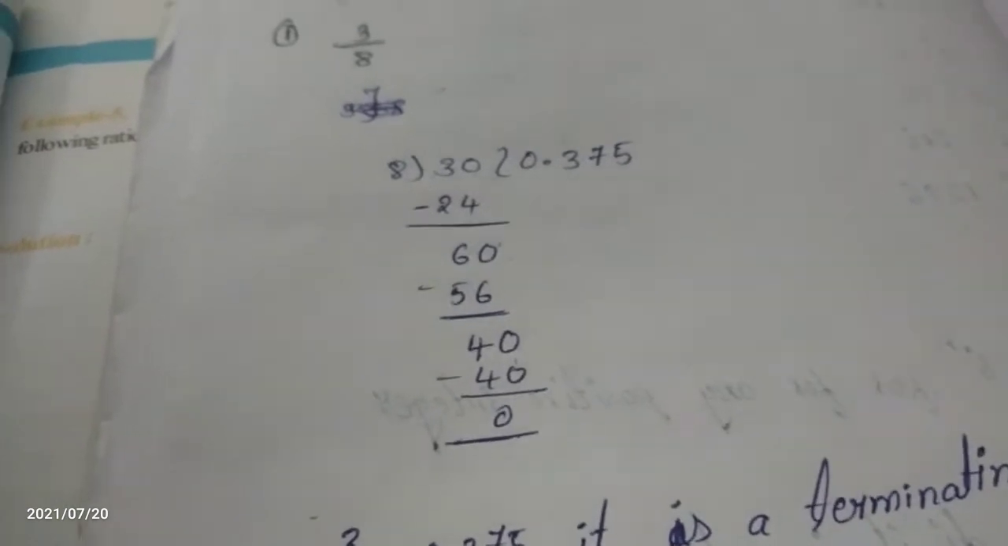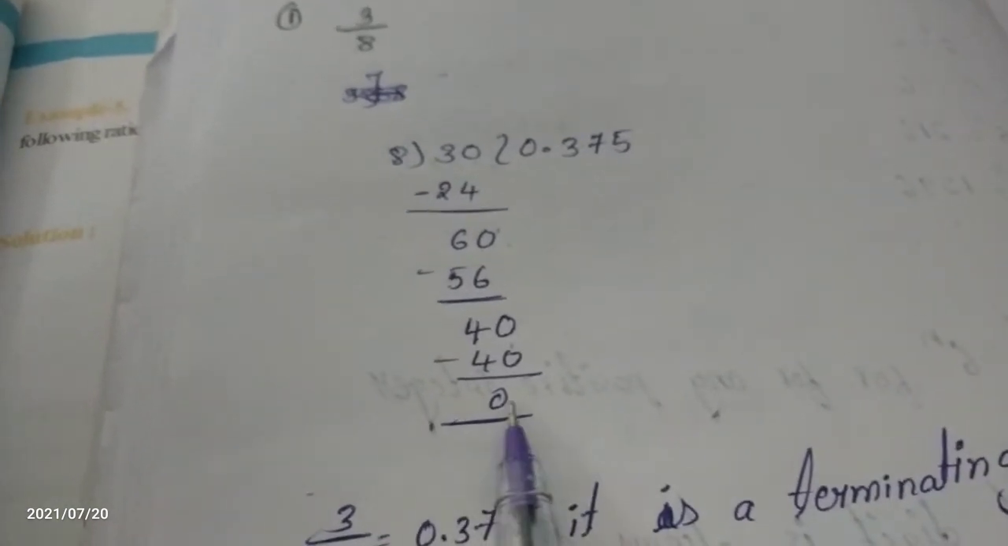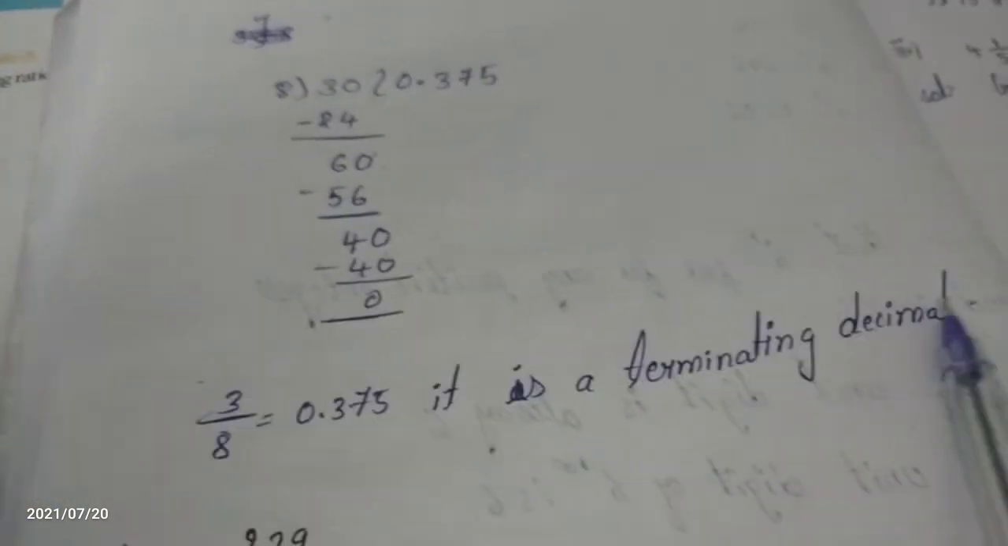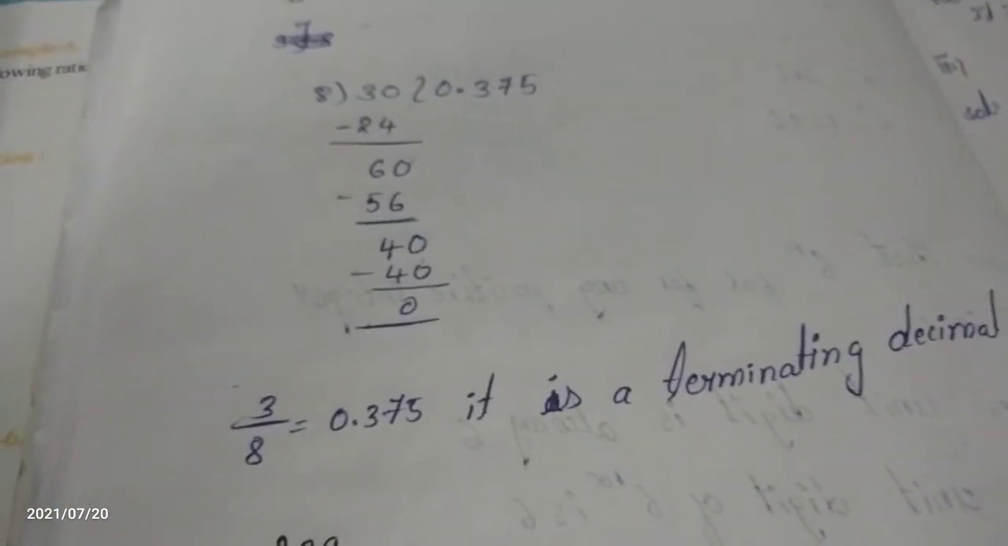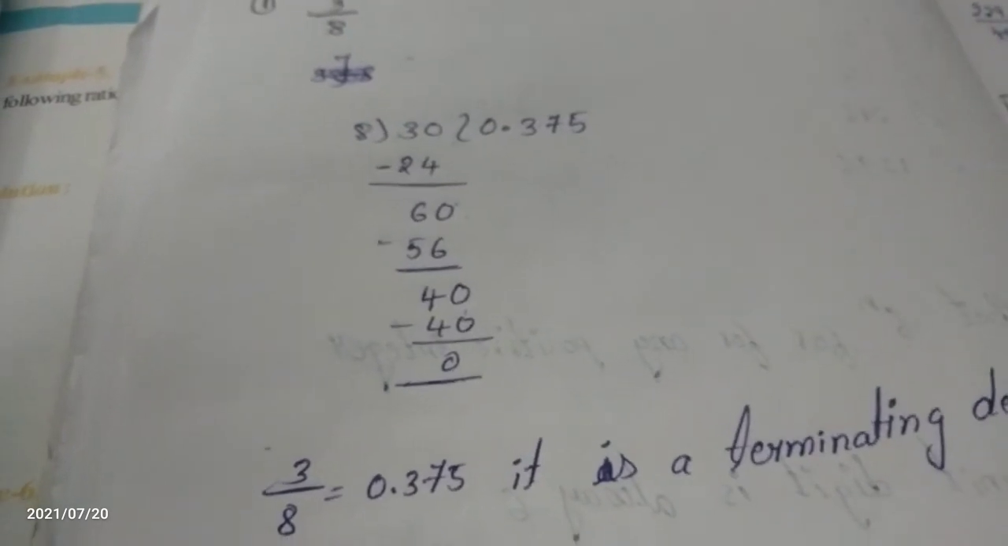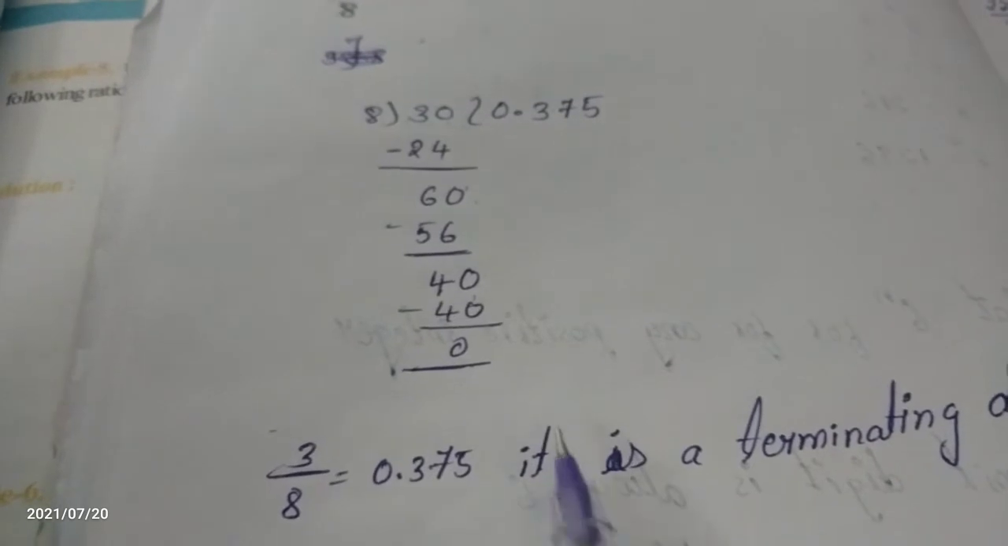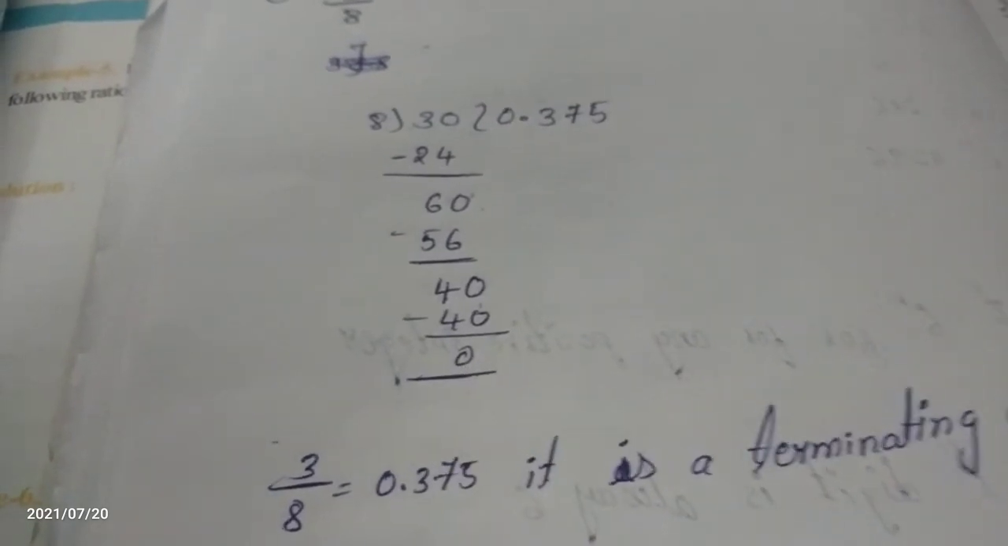We also state that it is terminating or non-terminating. Here we get the 0, and getting the 0 means it is a terminating decimal. Can you understand the answer? First we have to find the decimal form. After finding it, when we get the 0, it means it is a terminating decimal.